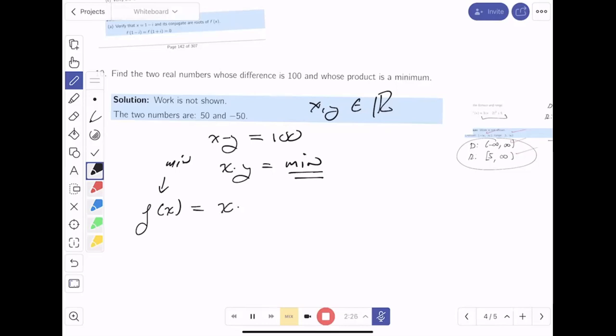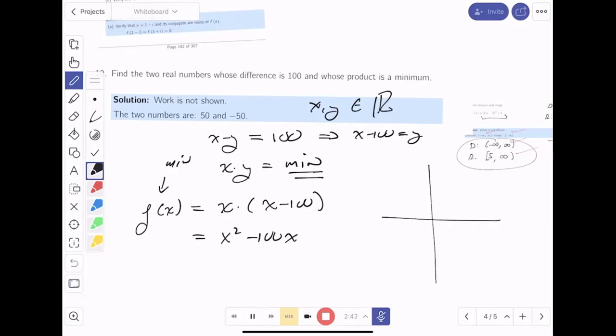So x times, what's y? x minus 100 would be equal to y. Let me write that down for you. What do you get over here? Well, it's a parabola: x squared minus 100x. I'm going to draw the picture of the parabola for you. It's got a 0 at 0 and a 0 at 100. It's got an axis of symmetry at 50. That's x equals 50, by the way. And the parabola looks like this over here. So you certainly can get the vertex there. Would that be agreed?